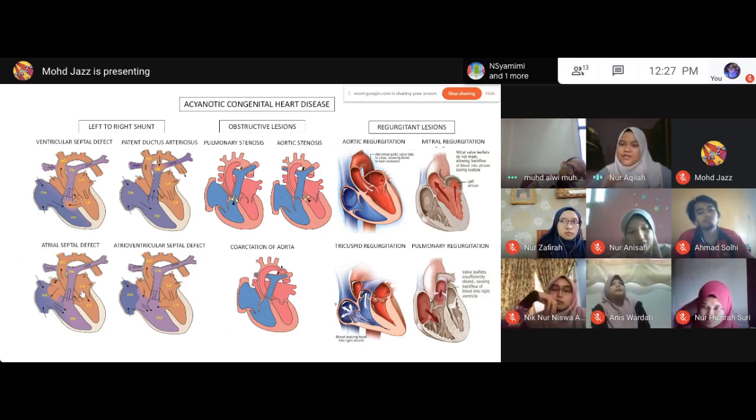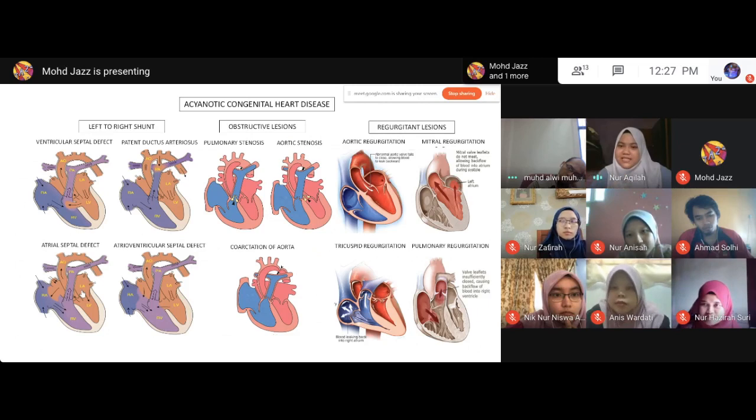because in ostium primum ASD, the defect is in the endocardial cushion and also the atrial septum, and is also associated with AV valve insufficiency. However, in complete AVSD, there will also be addition of ventricular septal defect in addition to the atrial septal defect and also AV valve insufficiency.